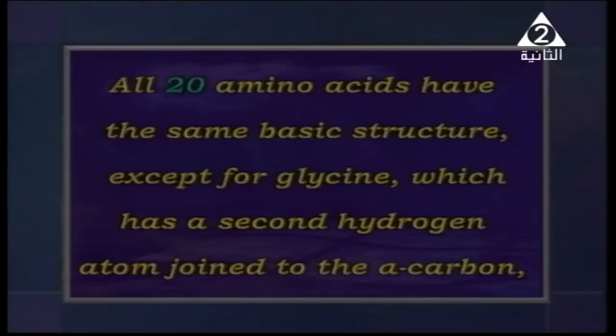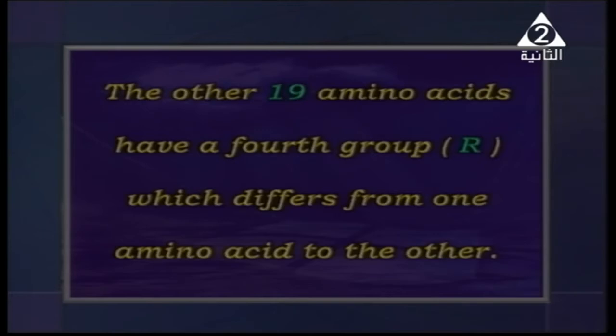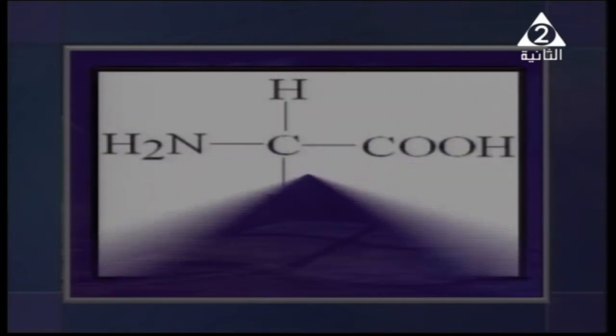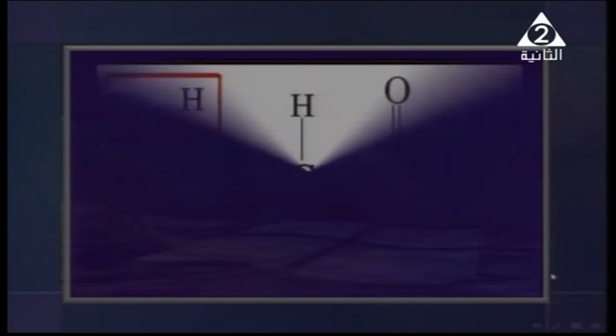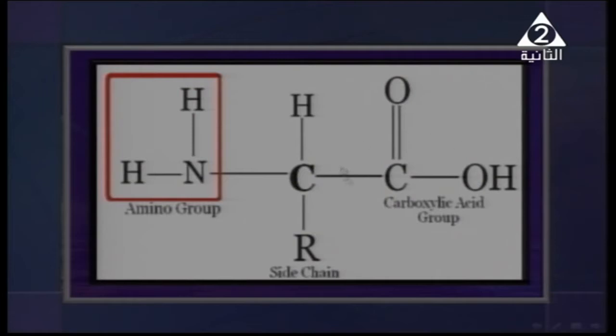All 20 amino acids have the same basic chemical formula structure, except for glycine, which has a second hydrogen atom joined to the carbon. The other 19 amino acids have a fourth group, R, also called the terminal group, which differs from one amino acid to the other. This is the formula structure of glycine. The carbon atom here is attached to 2 hydrogen atoms, not like the other amino acids that have a terminal group differing from one amino acid to another. And this is the chemical formula for the 19 other amino acids.